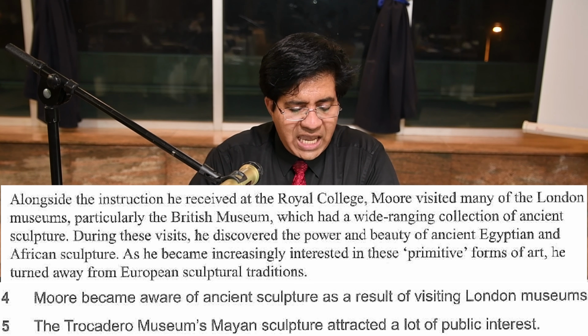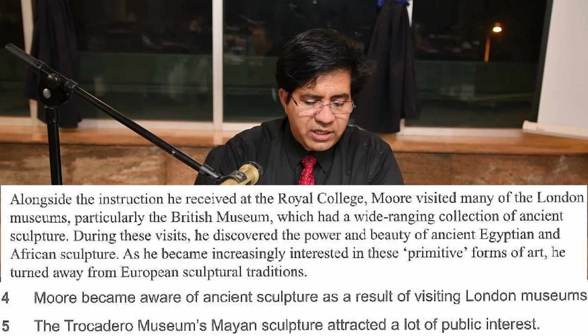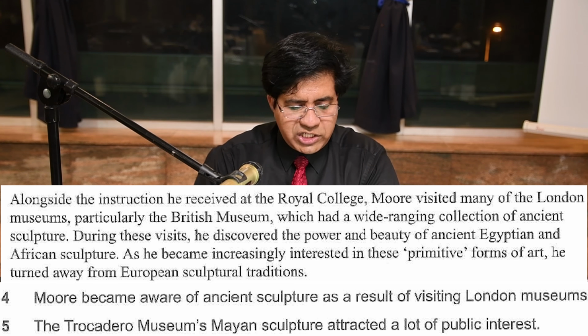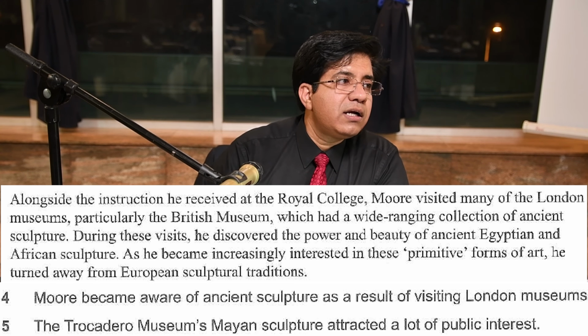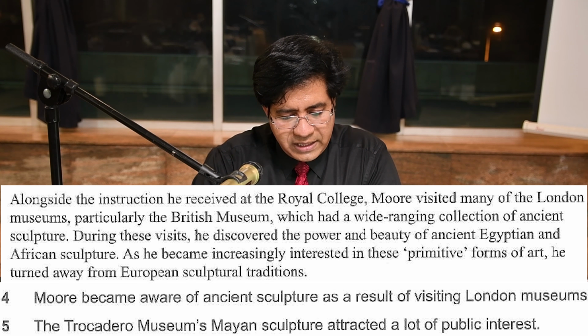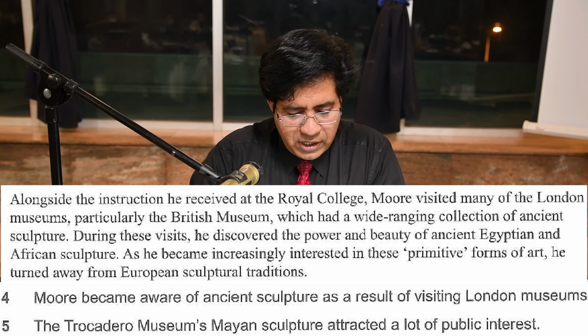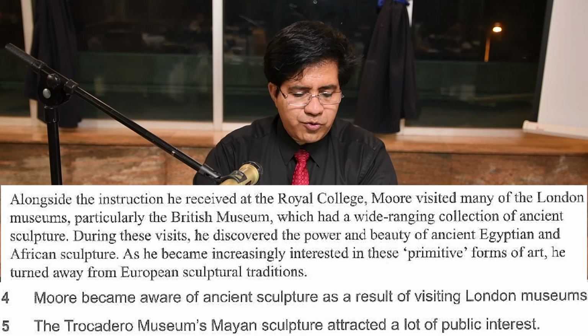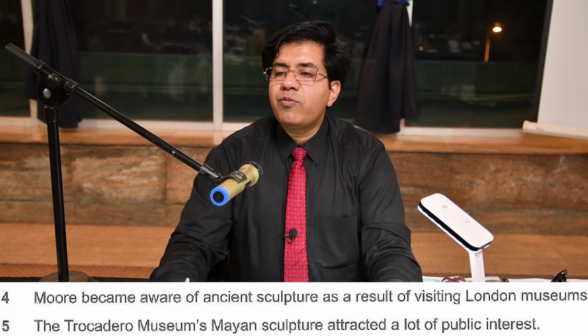During these visits, he discovered the power and beauty of ancient Egyptian and African sculptures. True. Moore became aware of ancient sculpture. For ancient sculpture, they use the words Egyptian and African. And then after that, visiting London museums, it's true. Let's go on. Question number 5.